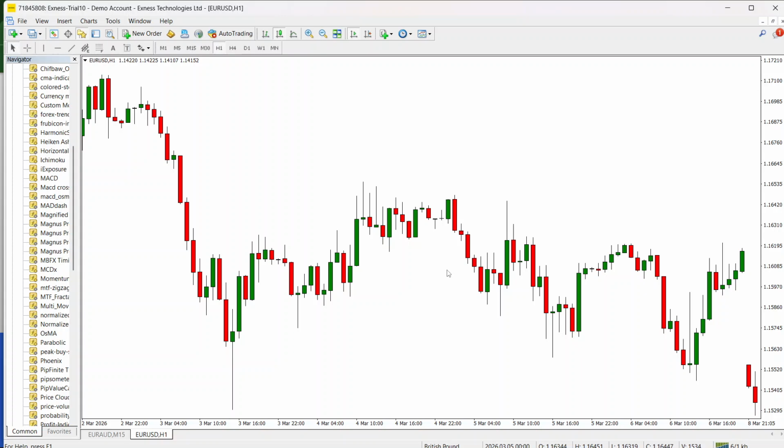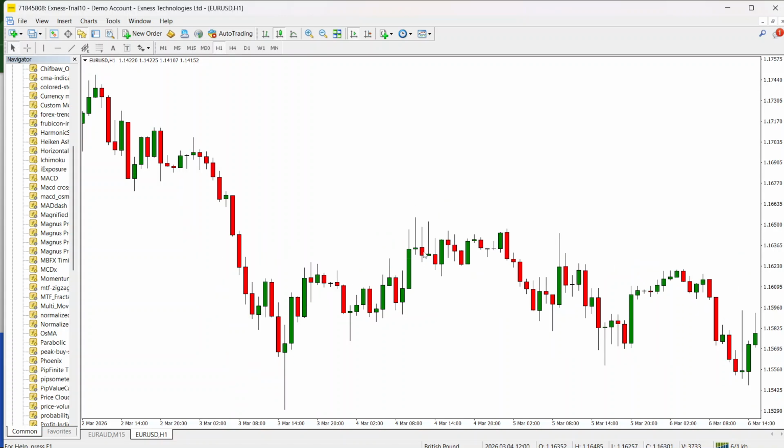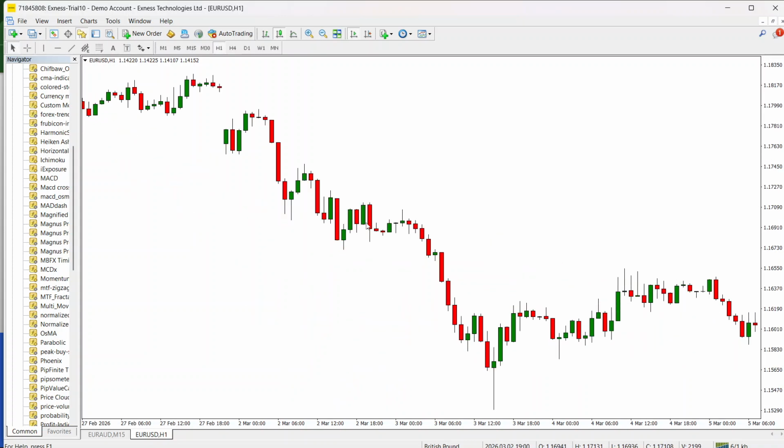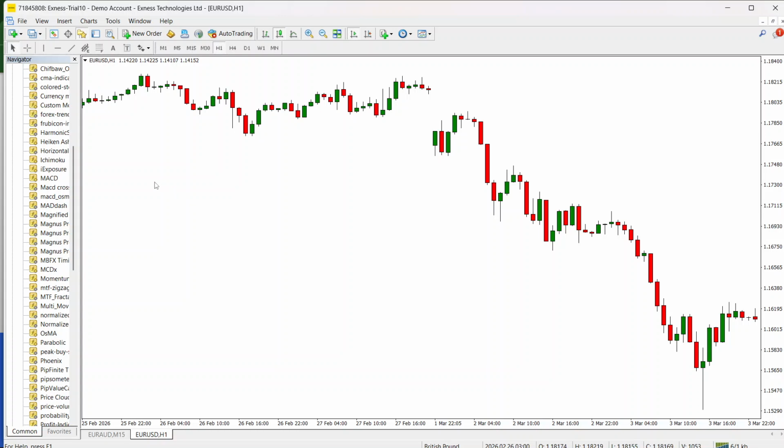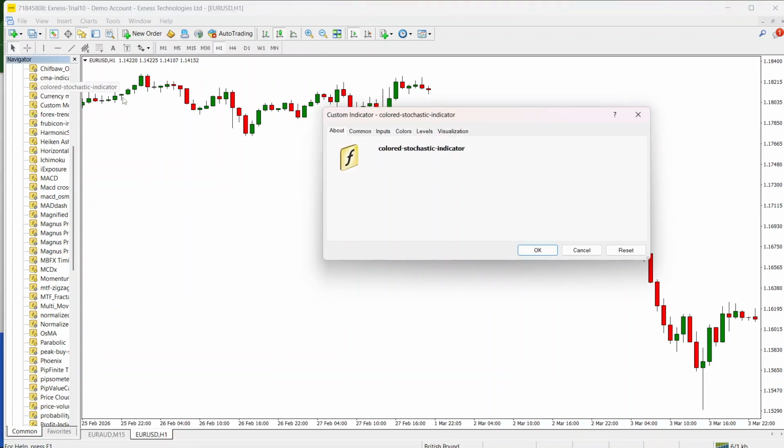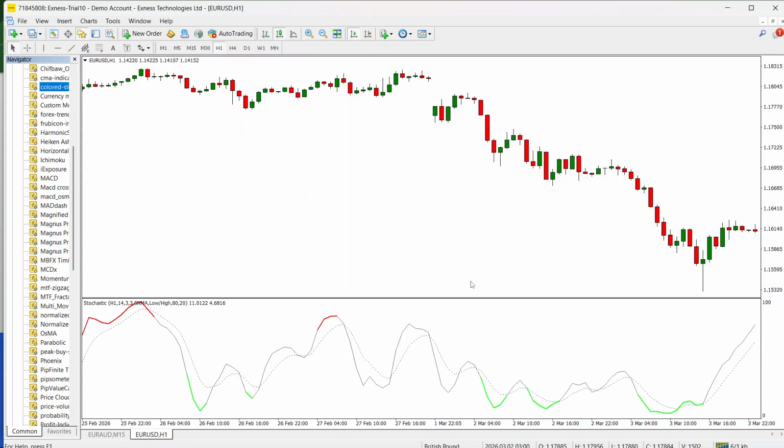Hello traders, in this video we are looking at the Colored Stochastic Indicator for MT4 and MT5. This is a visual upgrade of the standard stochastic oscillator where the lines change color in overbought and oversold zones, making momentum shifts much easier to see at a glance. I'll load the indicator on the screen so we can see how it looks in real time.